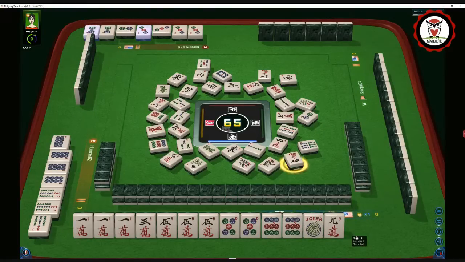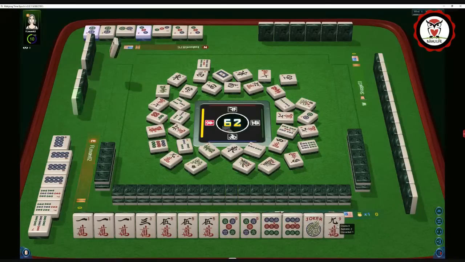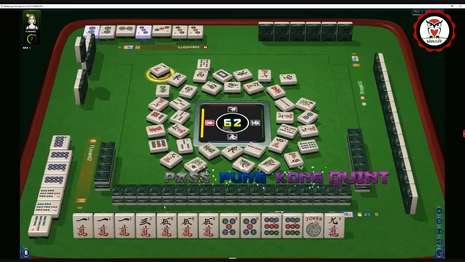Four characters. They could be playing pung kong in mixed suits over there. They could also be playing the first hand with nine characters. Oh, that's good. Nine crack. So now that's not a fresh tile anymore. East wind. So we're looking for a seven dot. We still need a five dot or nine dot to get ready to win.